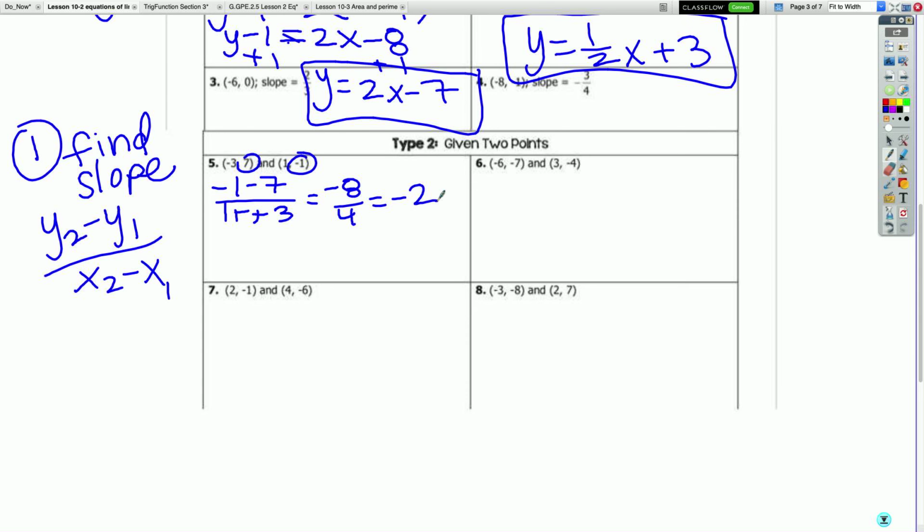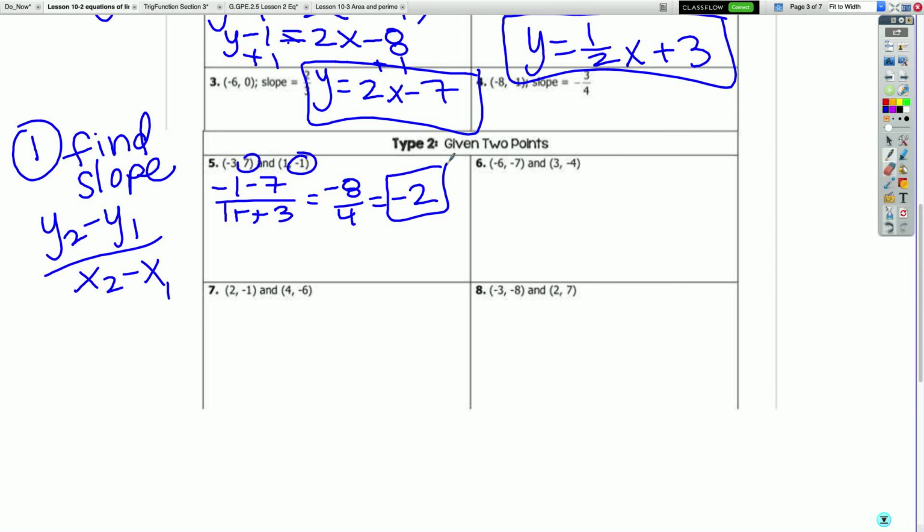Okay, you should have gotten a slope of -2. That's a review of our slope formula. Compare with my work, see what happened there. We had a -1 minus 7, so that's a -8. And then 1 minus a -3 is plus, so 1 plus 3 is 4. And then we simplify to get -2. So I have my slope.